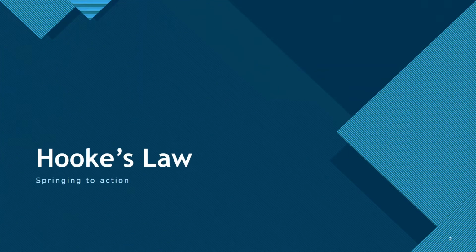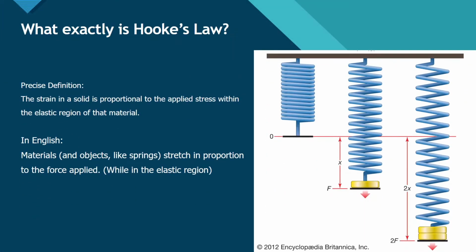Today, we're going to look at Hooke's law. So what exactly is Hooke's law? The precise definition is the strain in a solid is proportional to the applied stress within the elastic limit of that solid. In English, it means that materials or things stretch in proportion to the amount of force that's applied. And to be clear, this is within the elastic region, the linear portion, or the linear elastic region.